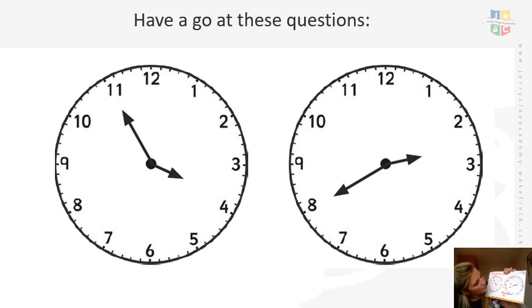Now, if I look at my hour then, what is it trying to get to? Which time is it trying to get to? Brilliant, it's trying to get to the 3. So we will say it is 20 minutes to 3 or 20 to 3. Okay, fantastic. If you've got both of those right, fantastic work. Well done, you're really starting to understand this.